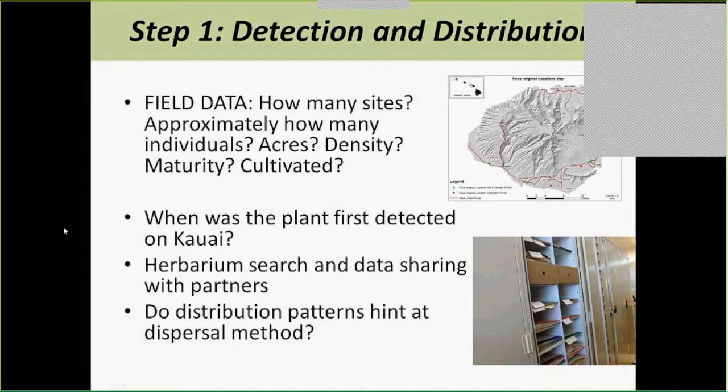So the first step is to go over the detection and distribution of your particular species. This is where your field data comes in. So how many sites did you find? How many individuals are there? How many acres? What was the density? Was it sparse or was it a thicket? Were they mature or immature? Were they cultivated plants? And then this is where you'd also mention, when was the first plant detected on Kauai? And this is also where you would do a herbarium search.